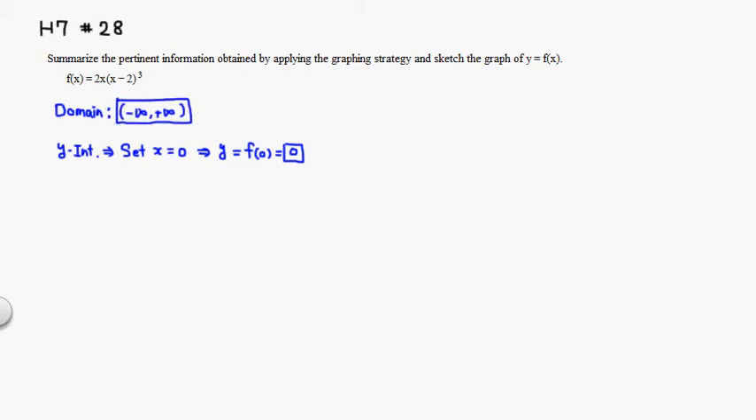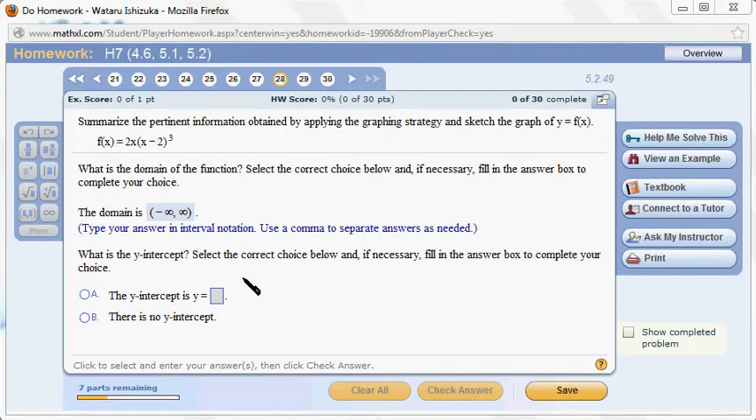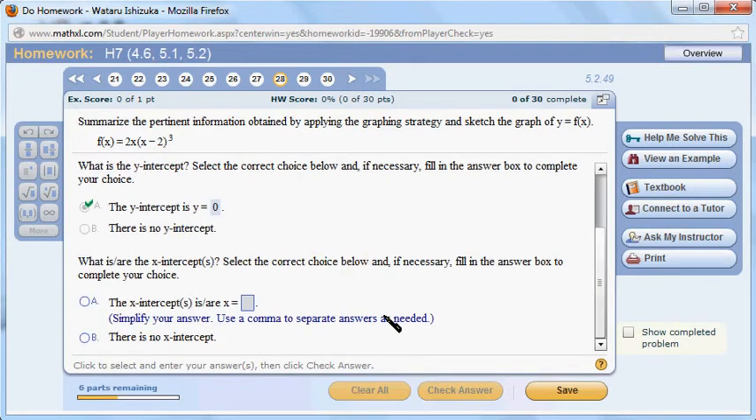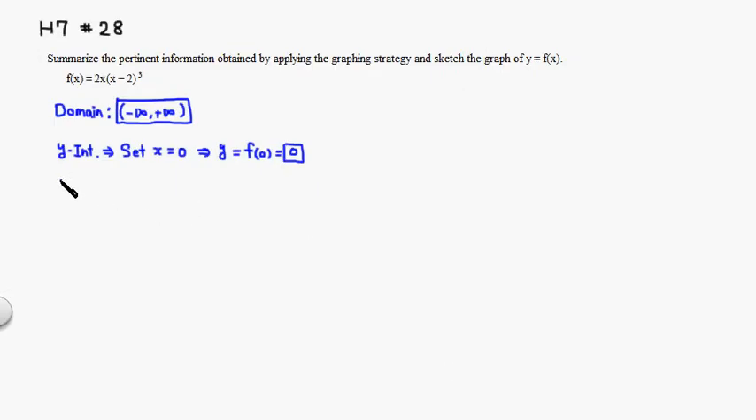So let's type it in. The y-intercept is 0. Let's check the answer. Got that. Next one is the x-intercept. Let's find that.